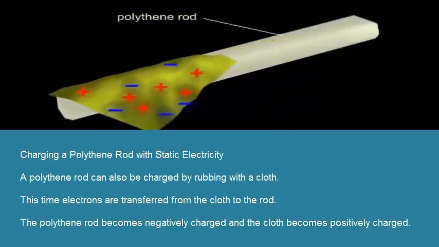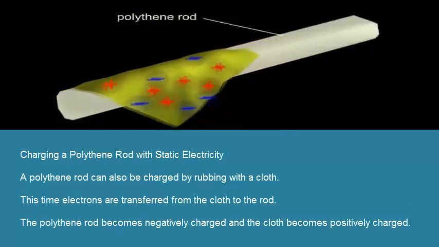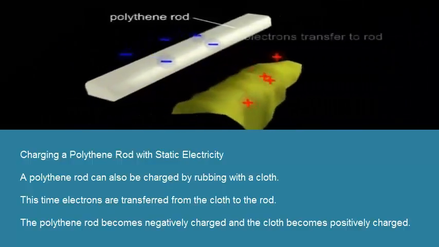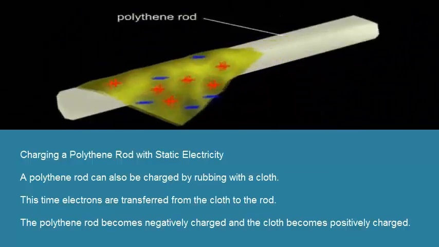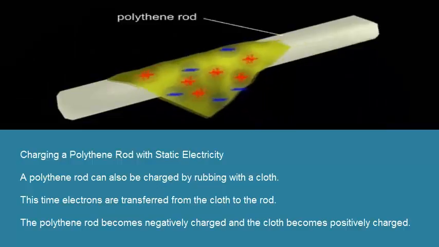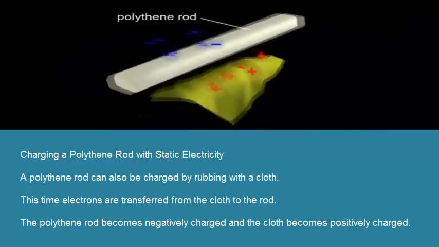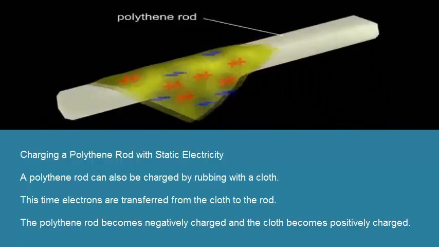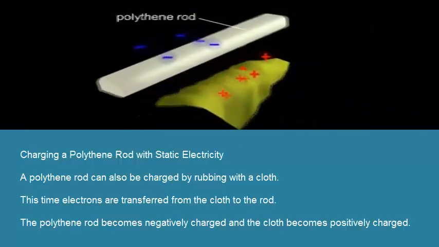A polythene rod can also be charged by rubbing with a cloth. This time electrons are transferred from the cloth to the rod. The polythene rod becomes negatively charged and the cloth becomes positively charged.